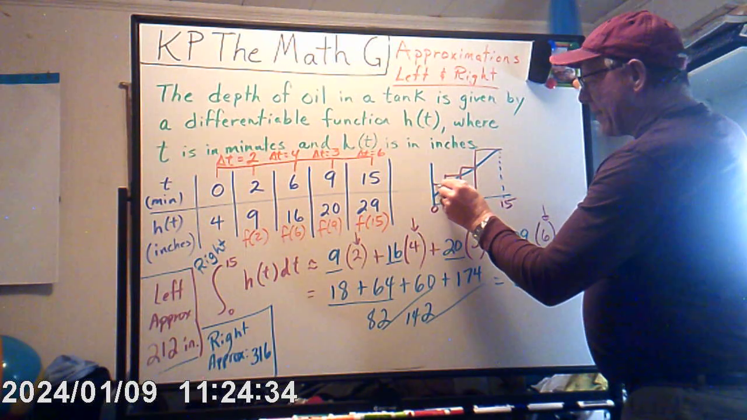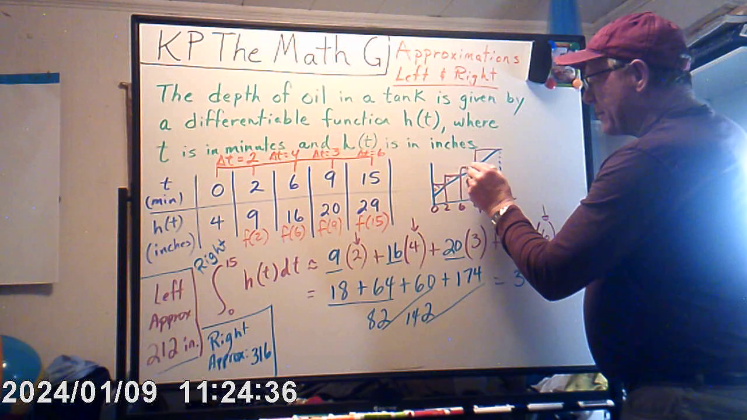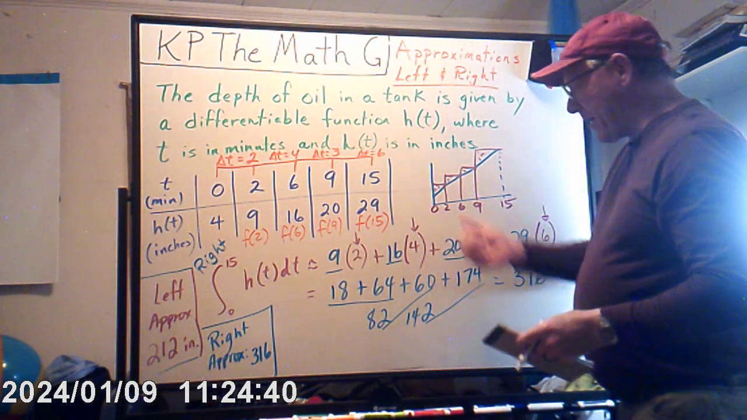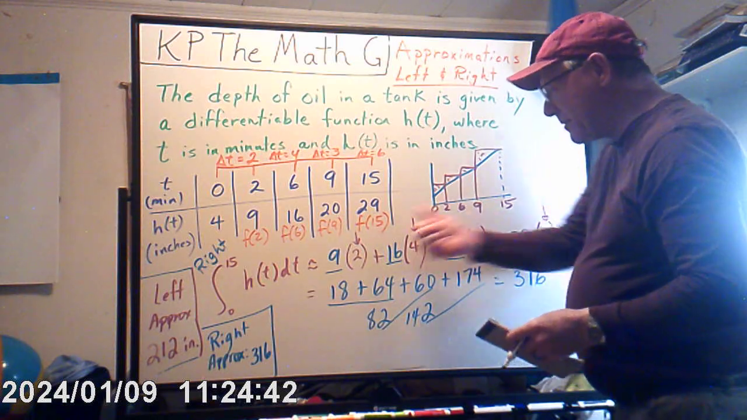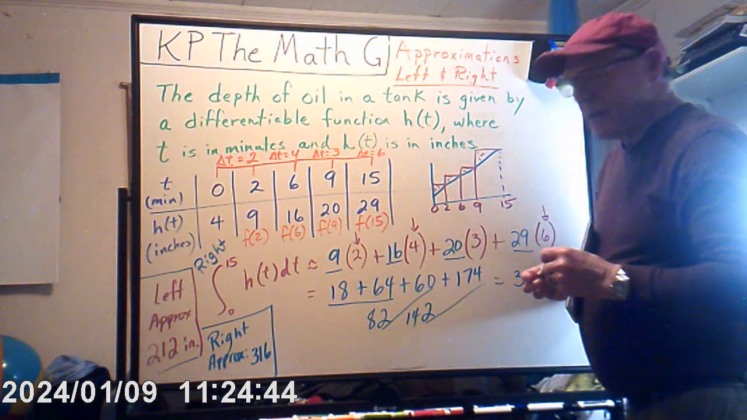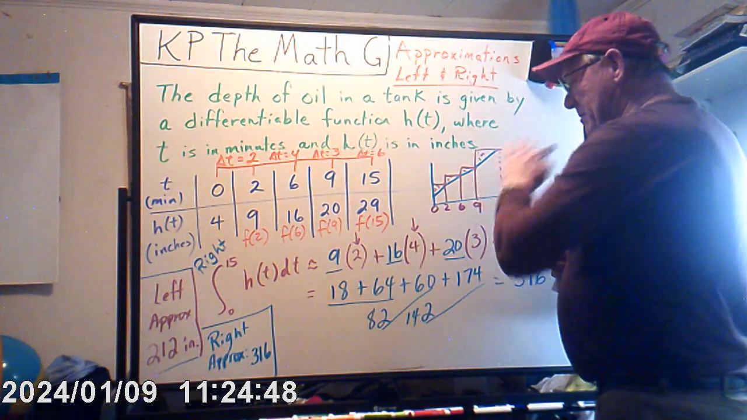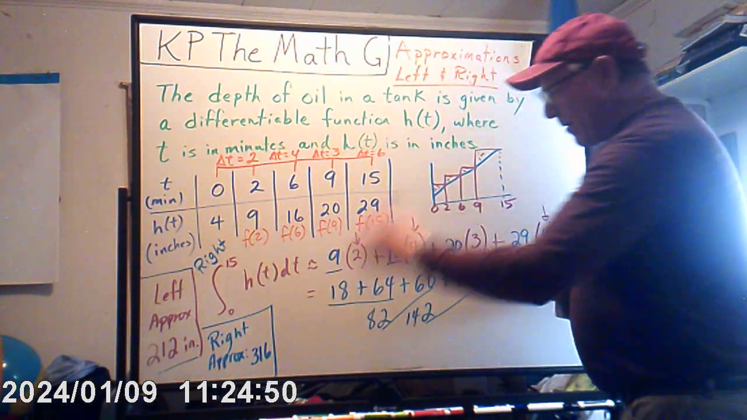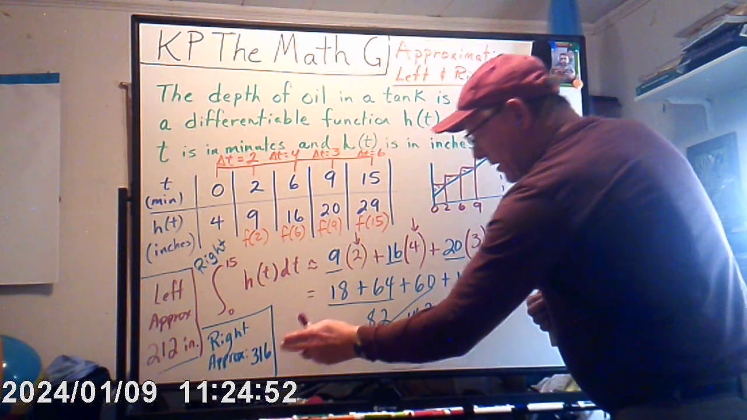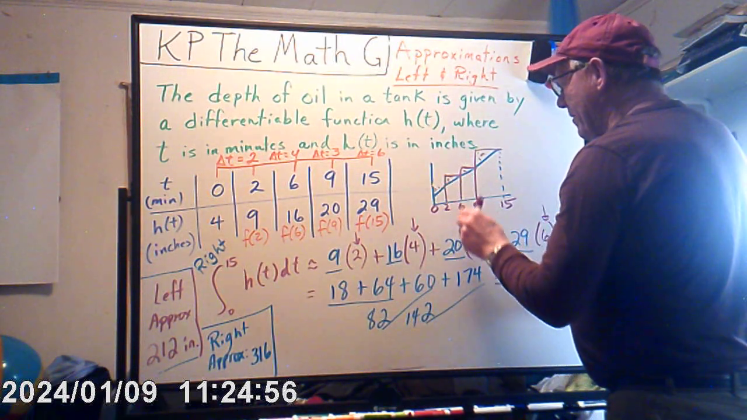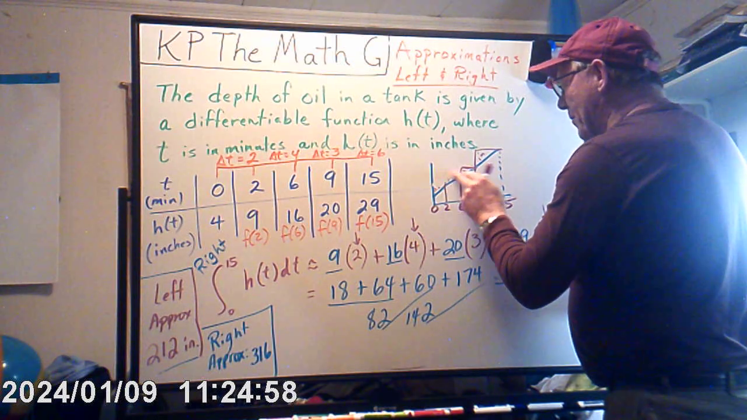You see all that gap up here where the right hand is? For an increasing function, a right hand is always going to be, and I say always, that is correct, it's always going to be an overestimate. This is an overestimate, this is an underestimate, and we've already gone over that before.